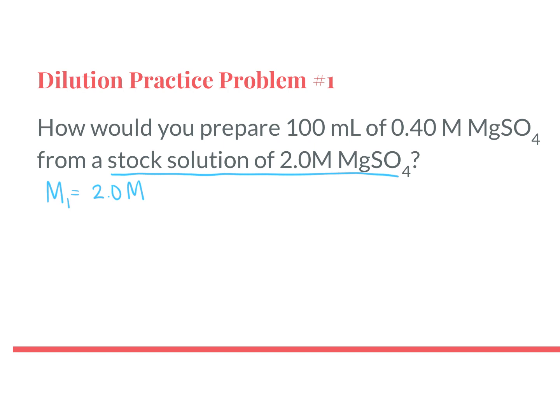And then when we dilute solutions, we need to figure out what volume we have. So we're going to solve for V1. V1 equals question mark. Then if we look at the problem, we're trying to end up with 100 milliliters of a 0.4 molar solution. Those are going to be our finals. So M2 will be the 0.40 molar, and V2 will be 100 milliliters.